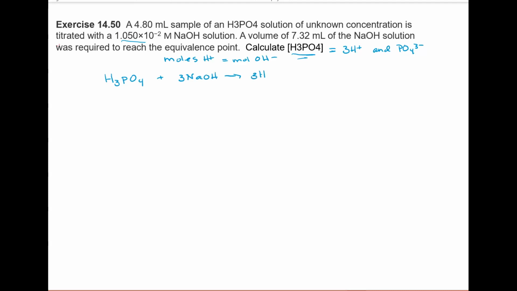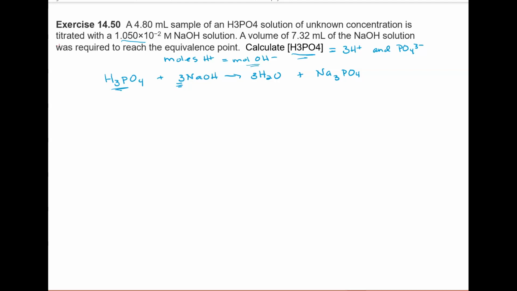3 waters and trisodium phosphate. So we have to take into account the stoichiometry. We need 3 hydroxides per phosphoric acid. So first thing I'm going to do is use the information given about the base to calculate how much of this I have.